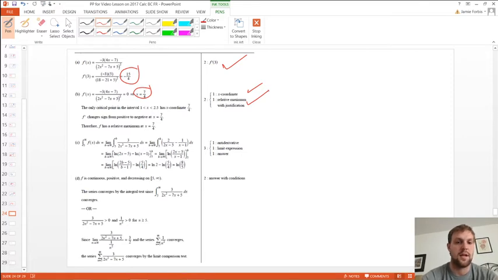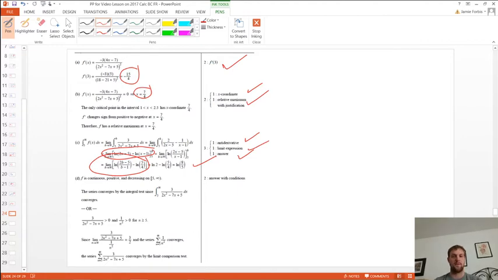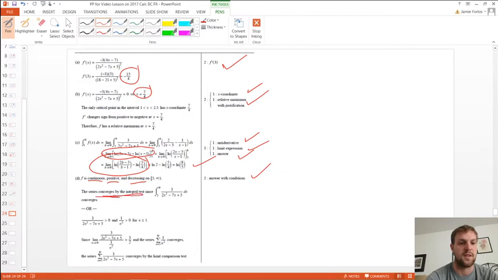Part C, we got the correct antiderivative. So here, the limit expression, we got the correct limit expression. All right, and then the answer, which was the ln of 8/5. And then lastly, 2 points, it was the answer with the condition. So you see that it says, hey, f is continuous, positive, and decreasing on the interval. So the series converges by the integral test, since from part C we found that this converges.